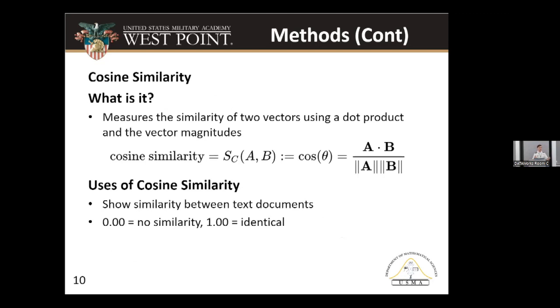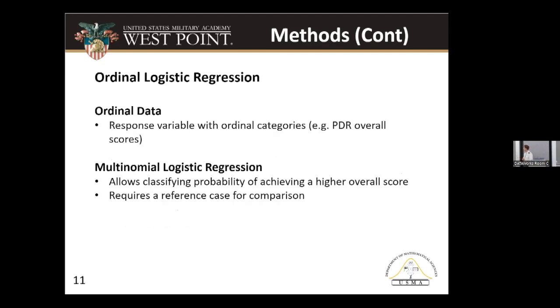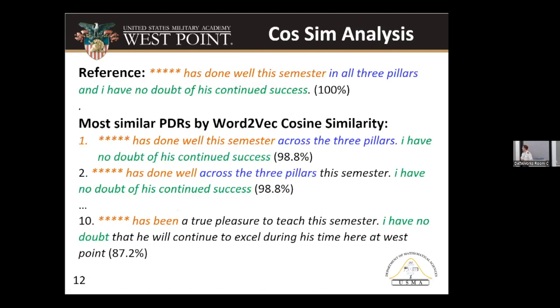So once we created vectors for these text representations, we used cosine similarity to compare vectors. Cosine similarity is really simple. It's just taking the dot product of 2 vectors and dividing by their magnitudes. And it gives you how aligned those vectors are. And in the context of language processing and text analysis, this tells us how similar those text documents are. For question 2, we used an ordinal logistic regression. Come to my poster session later.